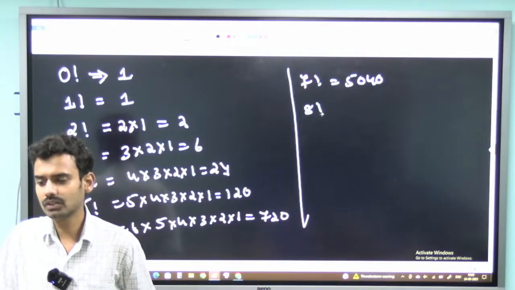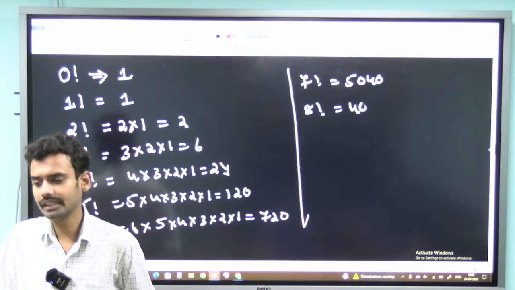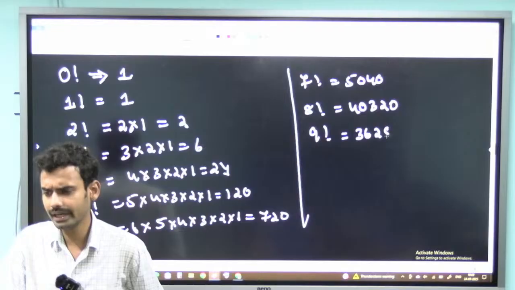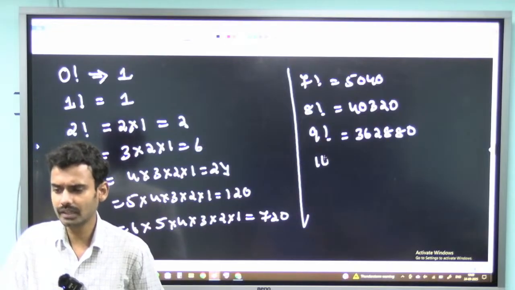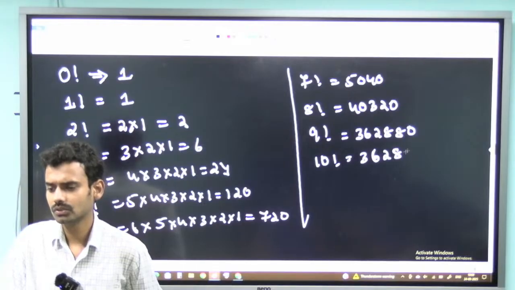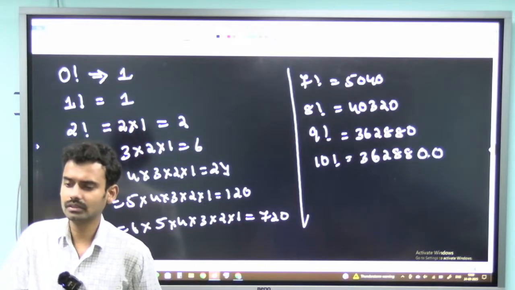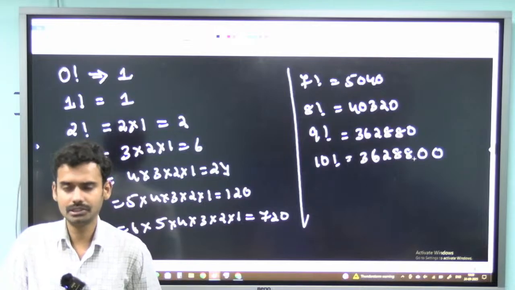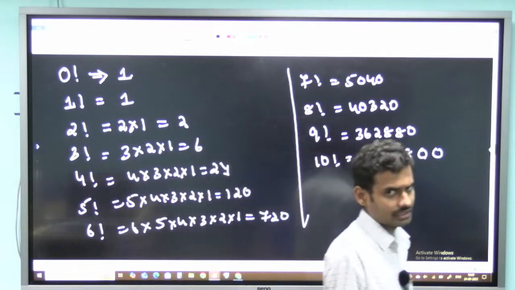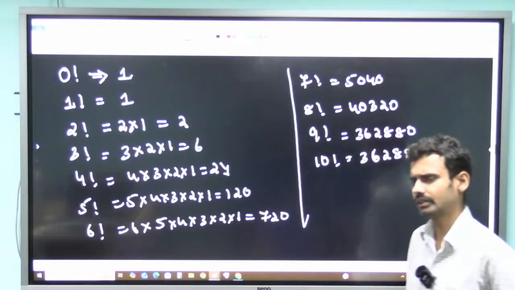Then 8 factorial value will be 40320, and 9 factorial value will be 362880, and for 10 factorial value you just have to add one more 0 at the end of 9 factorial. So it will be 3628800. So it is better if you learn the factorial values till 10 factorial. Beyond that, I don't think it is required.